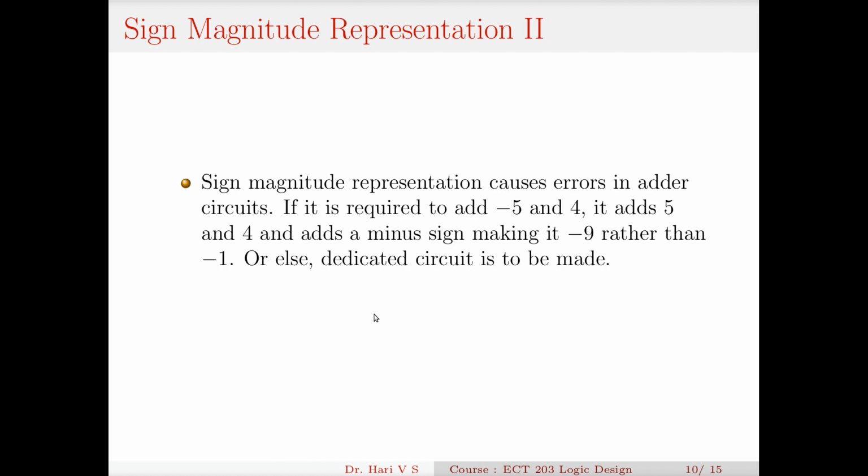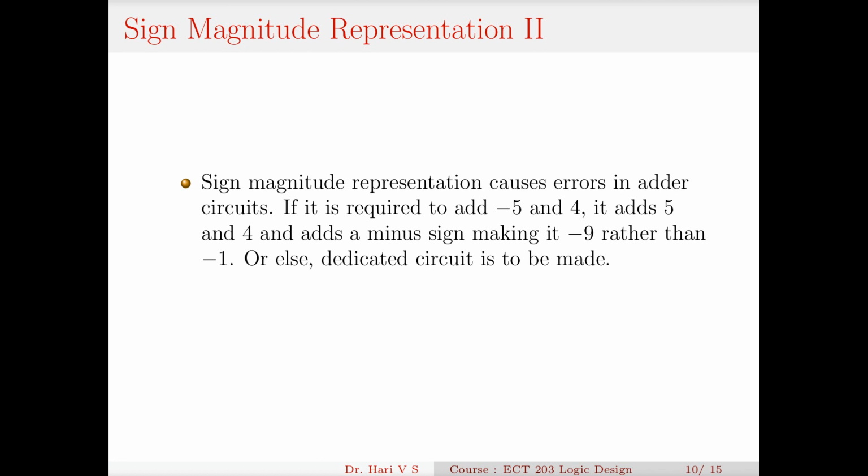Then there is another problem with the sign magnitude representation that causes errors in the adder circuits. All these things are represented as circuits. All these things are done by adder circuits. So suppose I have to add a negative number and a positive number, say like minus 5 and 4. What it does is add 5 and 4 and add a minus sign, making it a minus 9 rather than minus 1. So when I add minus 5 to 4, I should be getting minus 1.